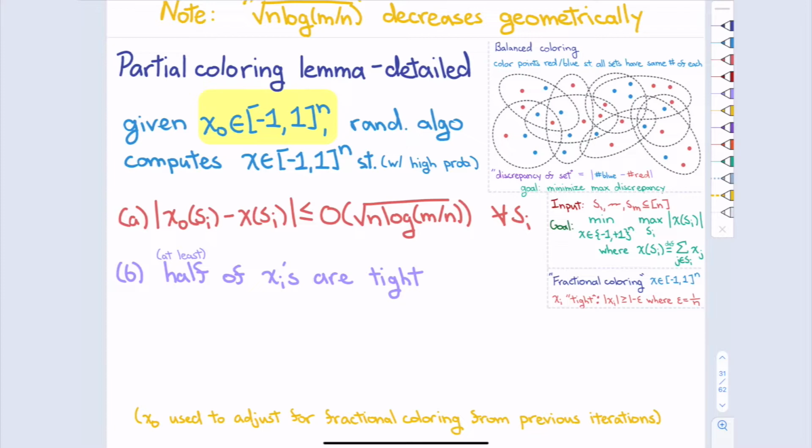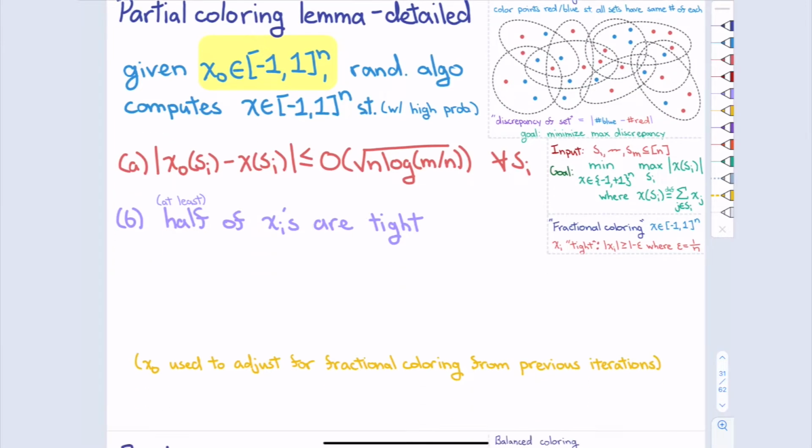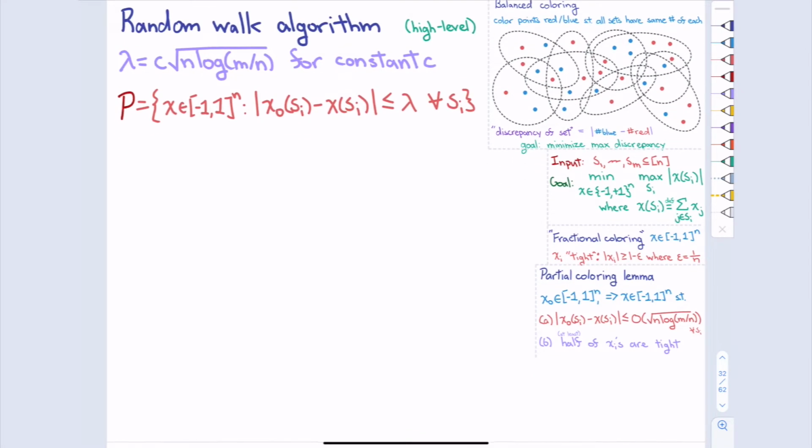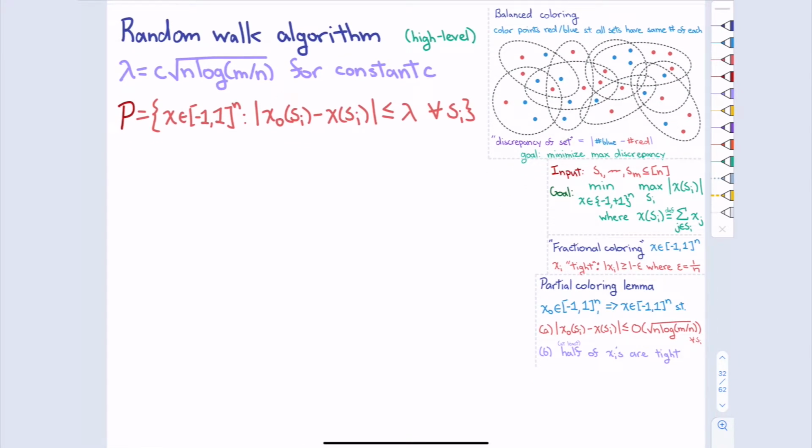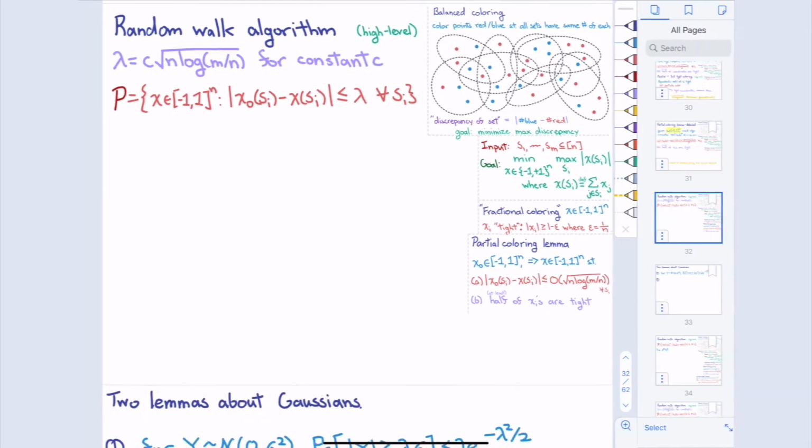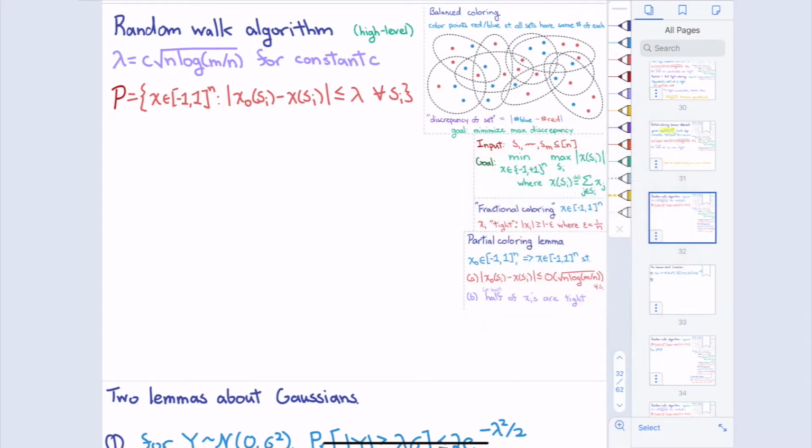To this point, does it make sense what we're trying to prove? I know I didn't give the full details of how to go from partial coloring to the full coloring, but I promise you that's not the hard part. All right, here comes the algorithm. Let me copy this so I can draw a picture.